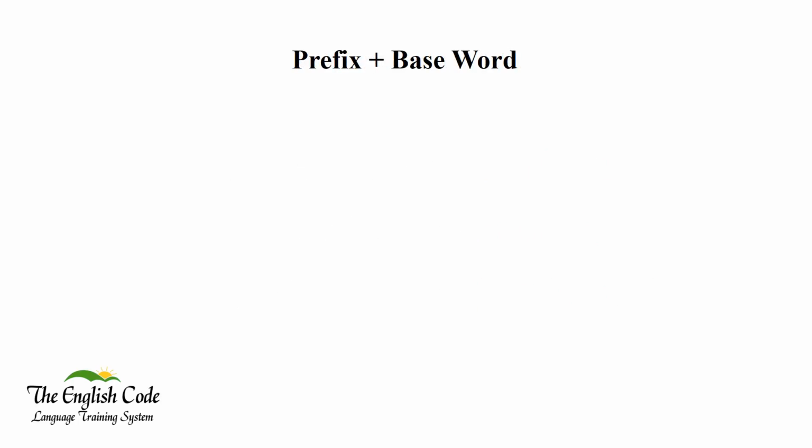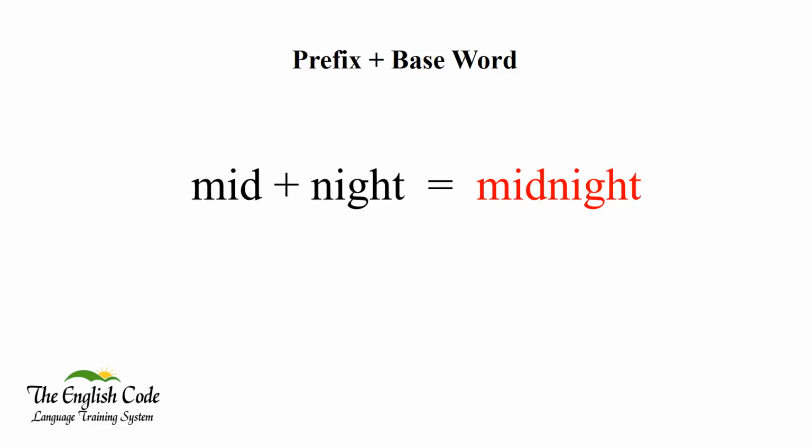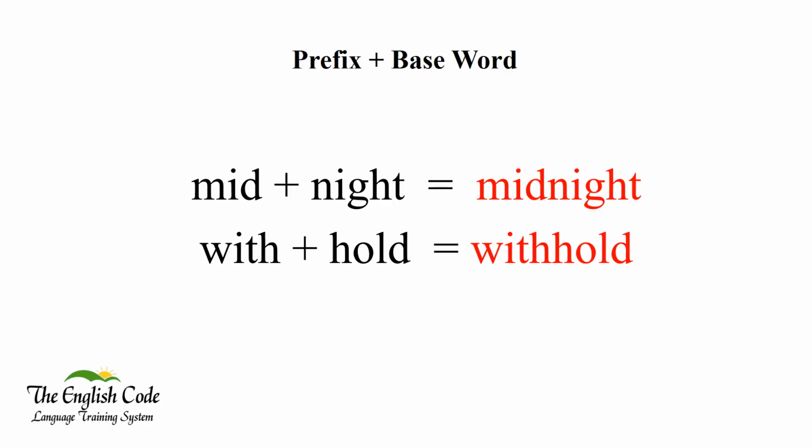We may have a prefix and a base word. For example, mid and night equals midnight, with and hold equals withhold, or for and get equals forget.